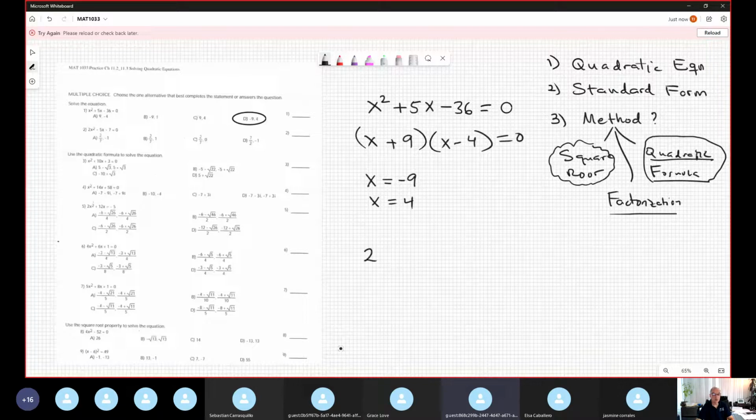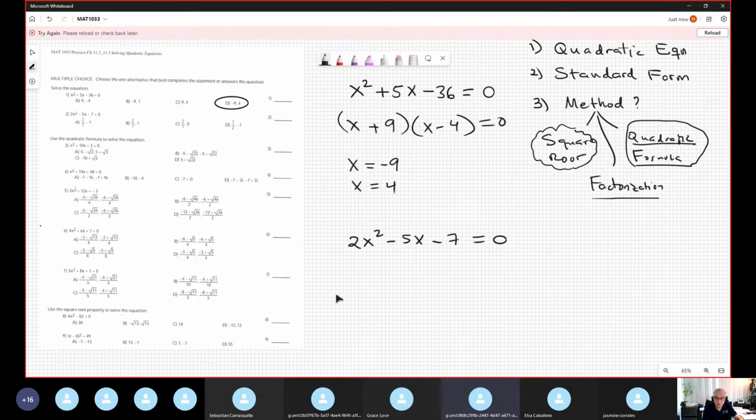Number 2 is 2x squared minus 5x minus 7 equals 0. Oh, this looks a little bit more complicated because the coefficient here is 2, not 1. When this situation happens, factorization is a little bit more complicated. However, it's possible, in my opinion. So you say quadratic formula, and I say factorization is complicated. What do you think?